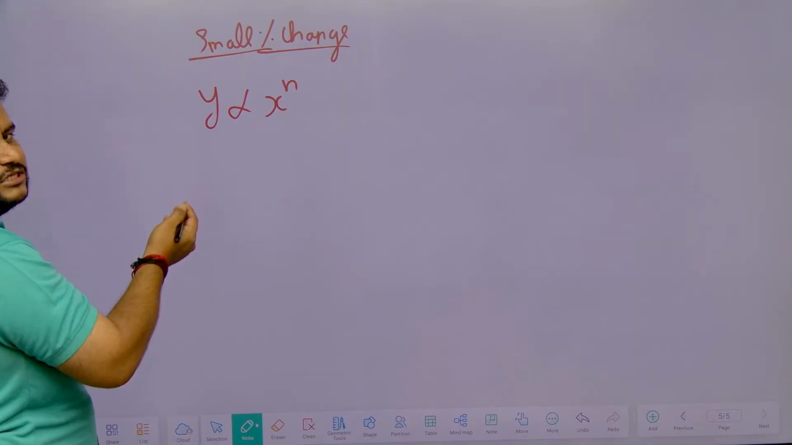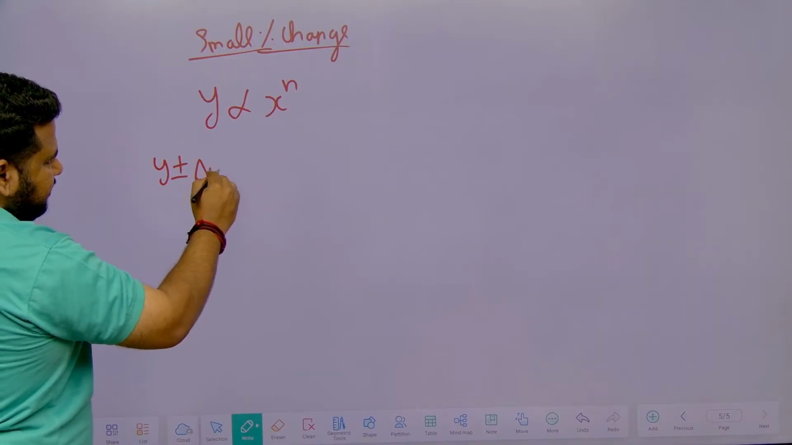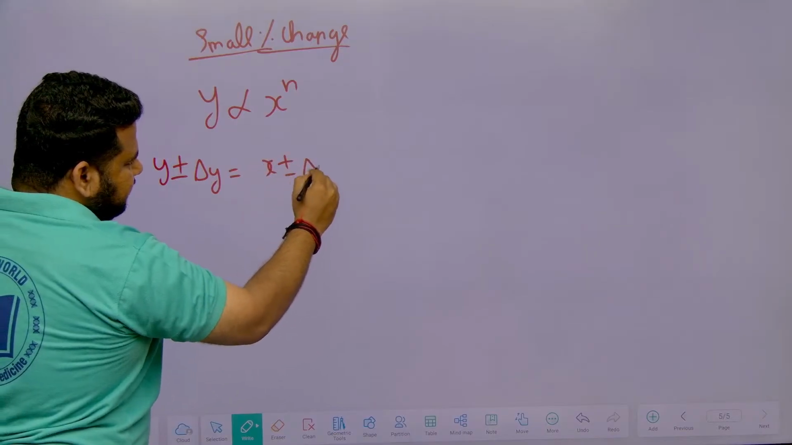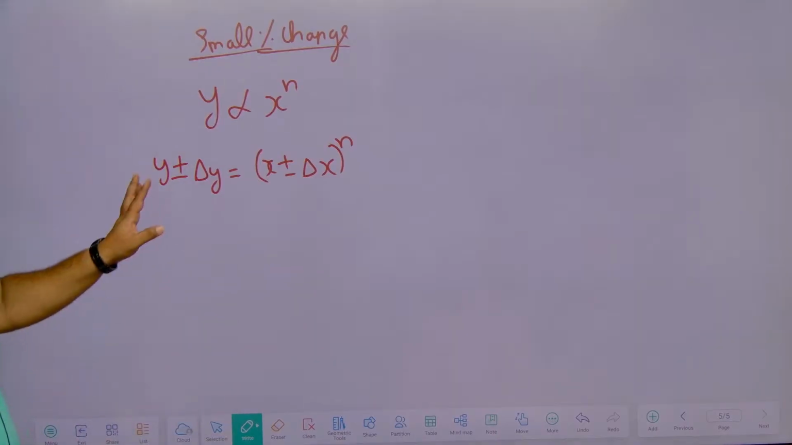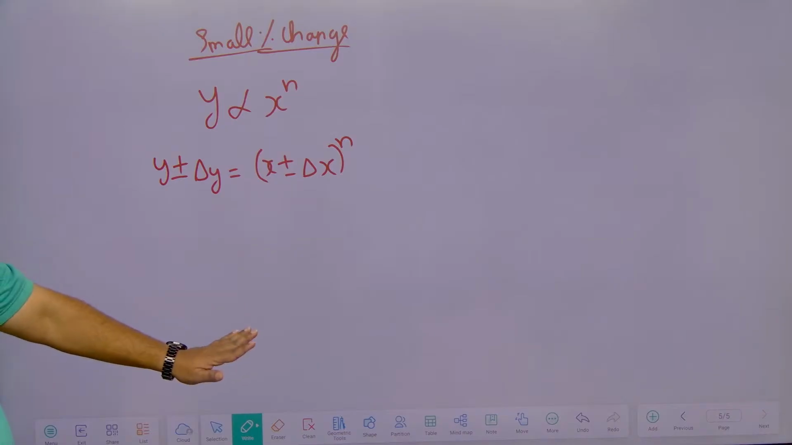So if there is a small change in y, you will write it as y plus or minus delta y will be equal to x plus or minus delta x to the power of n. Okay, I am just writing the derivation. In the final, what you get is important. I am just telling you how it is coming. If I write directly the result, you will not understand.